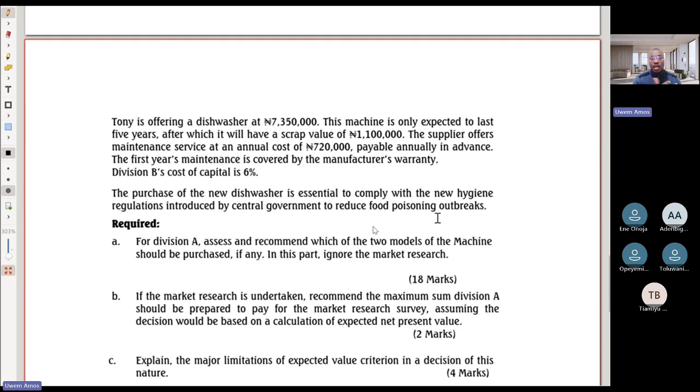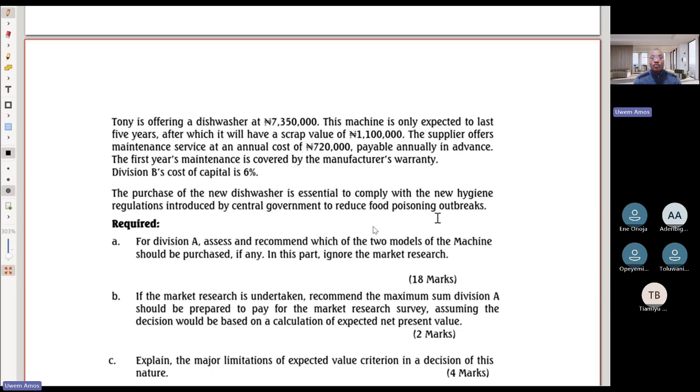Okay, Tony, which is the other supplier, is offering a dishwasher at 7,350,000. This machine is only expected to last 5 years, after which it will have a scrap value of 1.1 million. The supplier offers maintenance services at an annual cost of 720,000 payable annually in advance.